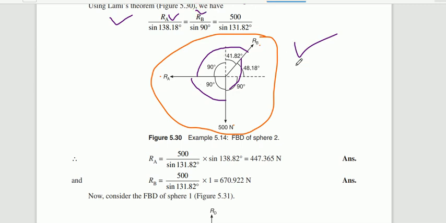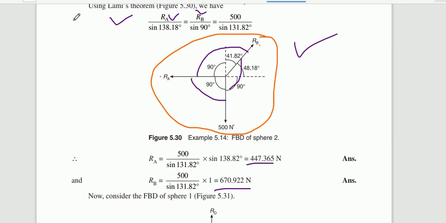So why do we need to consider the minimum unknowns? RB is common for both spheres because it is a contact force between both spheres. So if you get the RB value, then the other unknowns we can easily calculate. Therefore, consider first the free body diagram which has the minimum unknowns. So this is how we get RA and RB by applying Lami's theorem. Yes, is it clear with the second sphere?